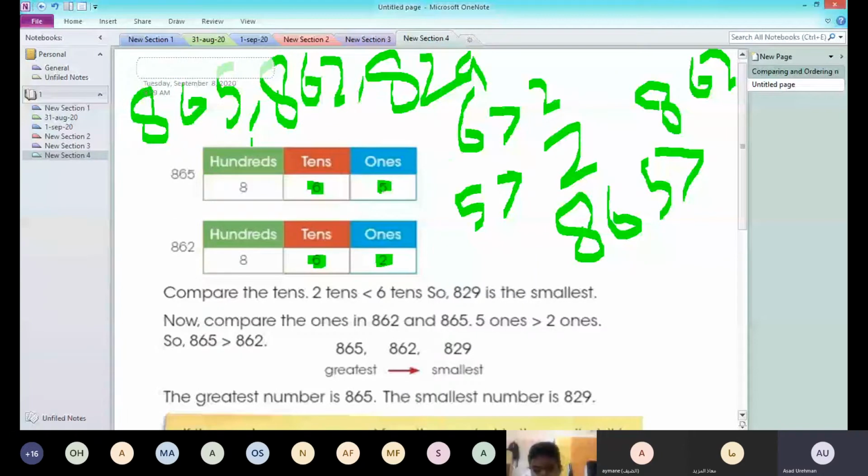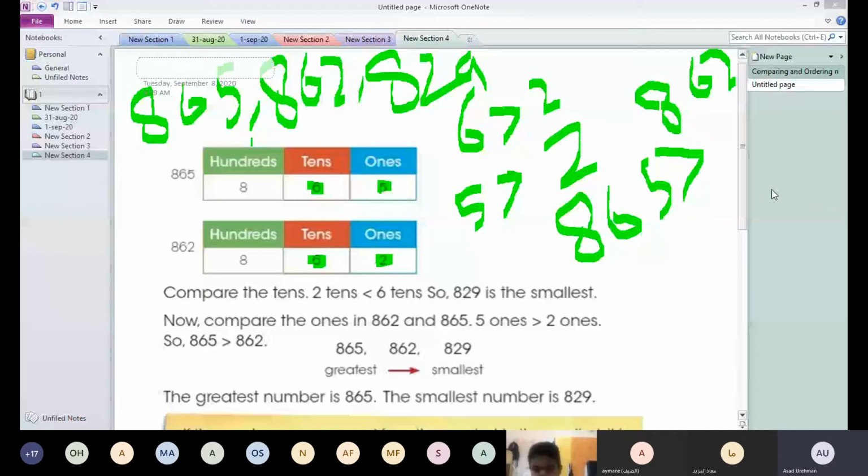So how do we check from greatest to smallest? For that we need to check first the hundreds places. If in the hundreds places the numbers are the same, then I will check the tens places, and if even in the tens places the numbers are the same, I will check the ones place. You see, when I checked the hundreds places all were the same, 8, but when I checked the tens places, I found out that the first number has 2 in the tens position, whereas 6 is in the other two. That means 2 tens is smaller than 6 tens. That means this is the smallest one.